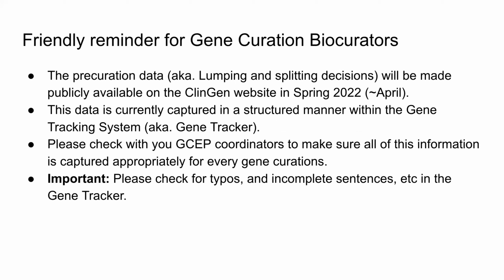We do have this whole process of lumping and splitting where you are defining the disease entity. And this is a fair amount of work that you all are doing, biocurators across GCEPs. And this is what we also call that precuration data. And we want to let you know this will be made publicly available on the ClinGen website in spring of 2022. We want to acknowledge all of the work that goes into this whole process by being able to show it. Not only that, we know that this is currently captured in a structured manner.